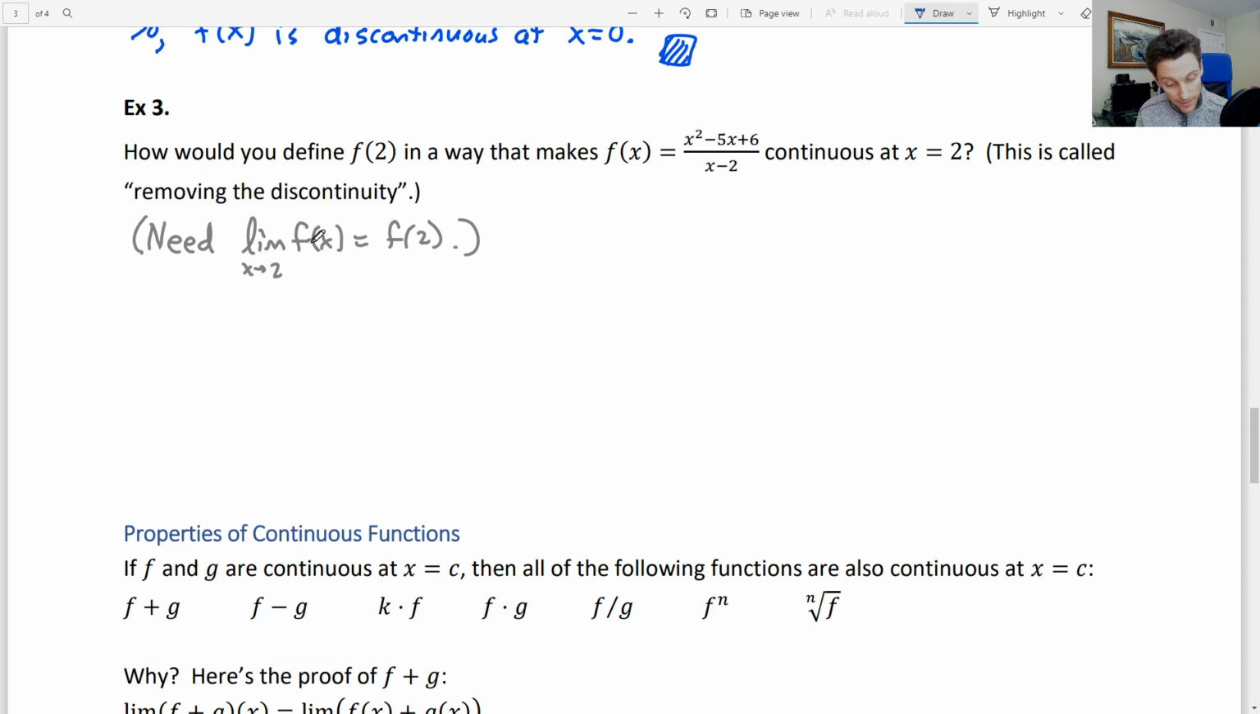Now, we need to figure out what f of 2 is. How would you define f of 2? We're trying to figure out what f of 2 would have to equal. Well, just by what we wrote, f of 2 would have to equal the limit as x approaches 2 of f of x. So let's figure out what that is, and then we'll know what f of 2 is going to have to be. So we'll take the limit as x approaches 2 of f of x.